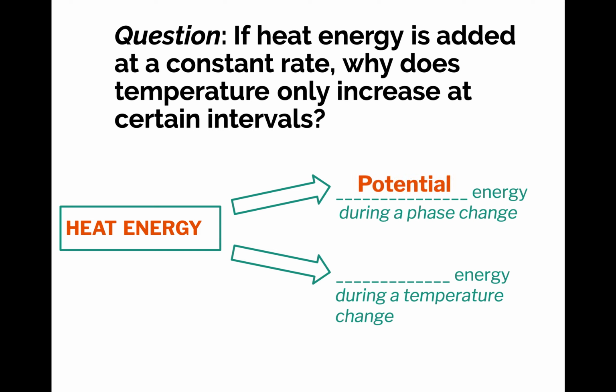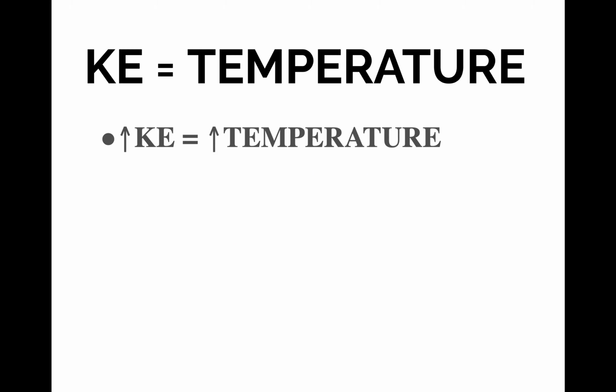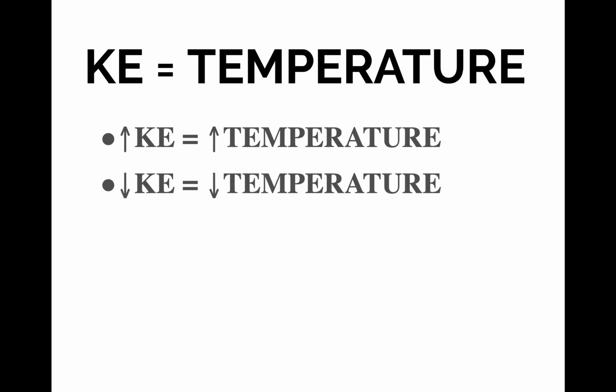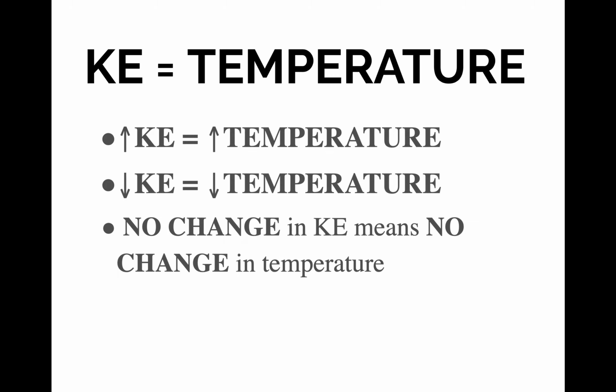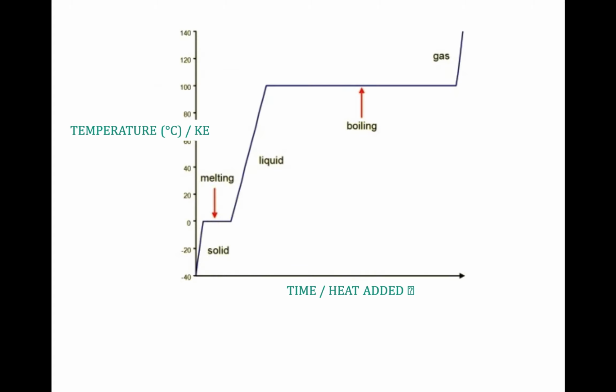So our answer lies within potential energy and kinetic energy. Potential energy is occurring during a phase change, whereas kinetic energy is occurring during a temperature change. Kinetic energy is going to increase when temperature increases, and it's going to decrease when temperature decreases. Kinetic energy and temperature have a direct relationship. When there is no change in kinetic energy, it means that there's going to be no change in temperature.